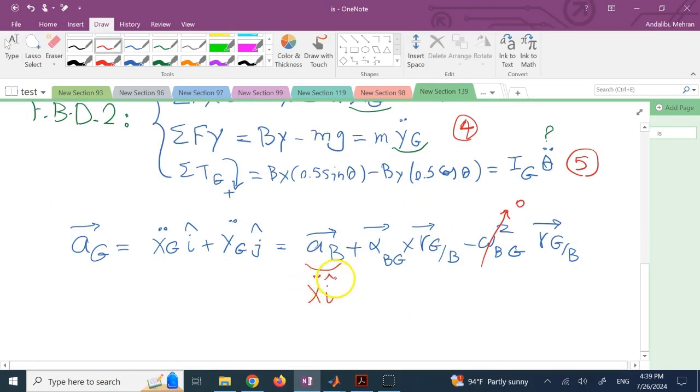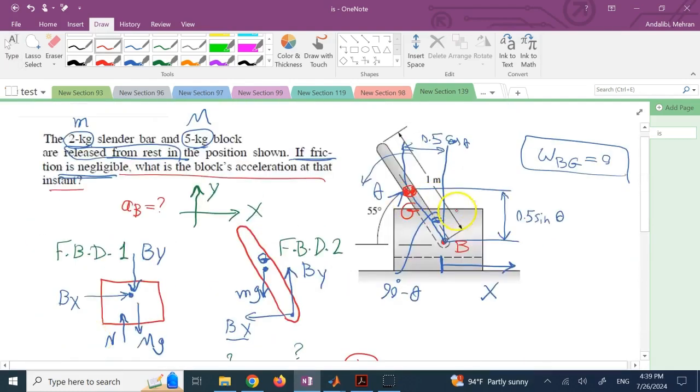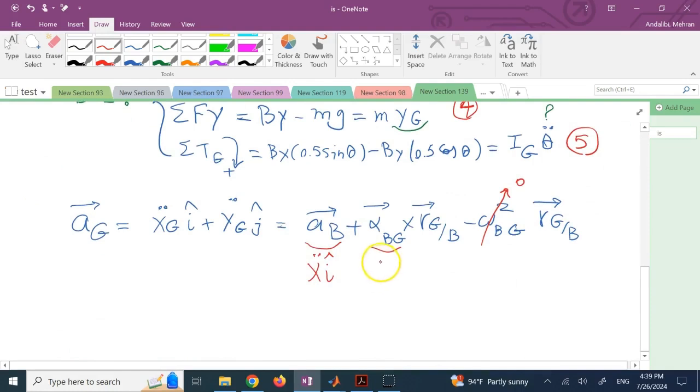It has x double dot and y double dot of 0, so this simply is x double dot in the i direction. Alpha of member BG has to be either clockwise or counterclockwise. We don't know what it is, although we can guess because the system is starting from 0 velocity and it's going to fall down, so it has to be counterclockwise, so it has to be positive k. But even if we don't know and we guess negative k, guess what? We're going to end up with a negative number.